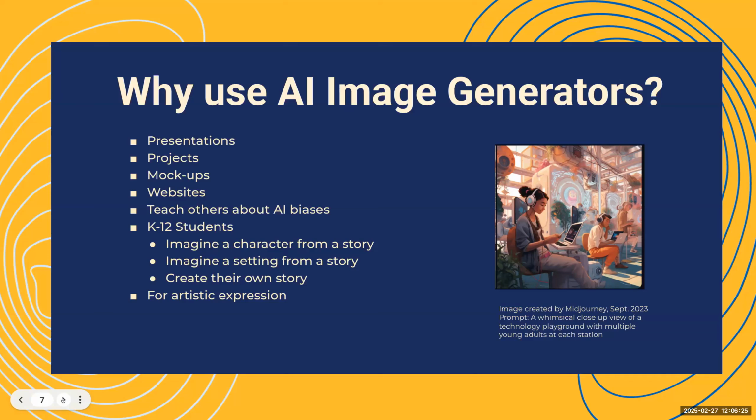They're also an excellent tool to teach others about AI biases. So we'll talk a bit about the AI biases that are in AI in general, but sometimes when it's text, it's hard to see some of the subtle biases that are in the AI. And with the images, it's a visual representation. Sometimes you can see the biases more clearly. K through 12 students, some teachers are using them with their students to imagine a character from a story. The students type the prompt in, what they think that character would look like, a setting for a story, or creating their own story. And also for artistic expression. People use this as a form of art.